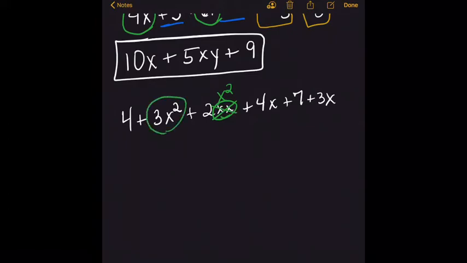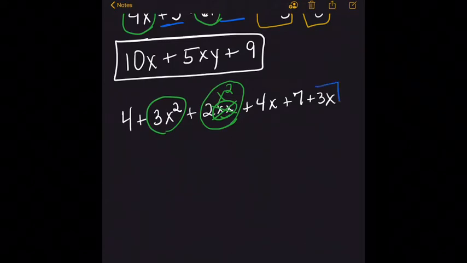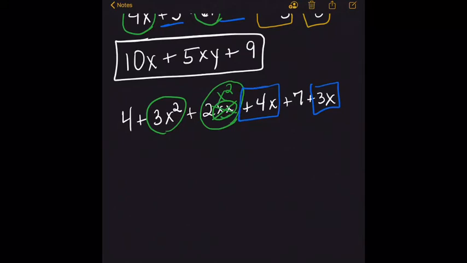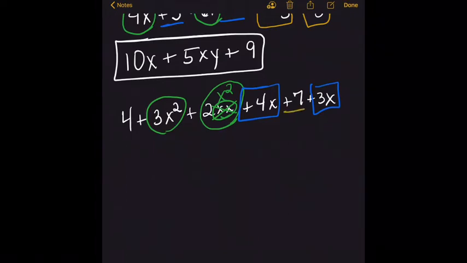So I'm going to circle my x squared terms, and I'm going to put a box around my x's, including the sign, remember that. And then I think I'll underline my constants.